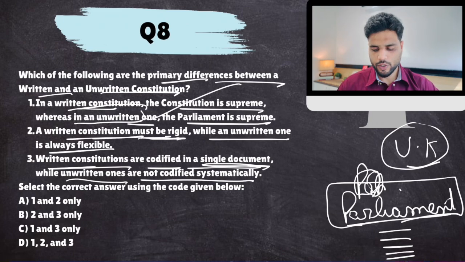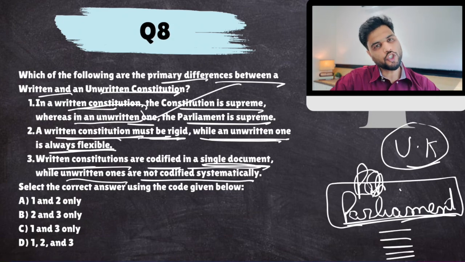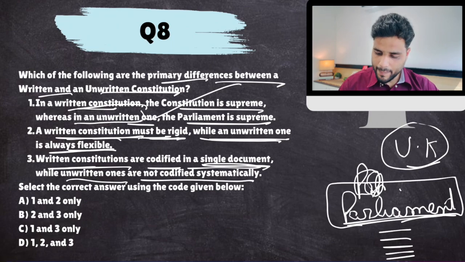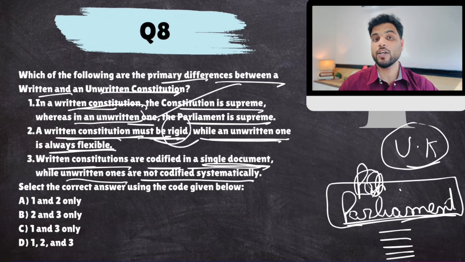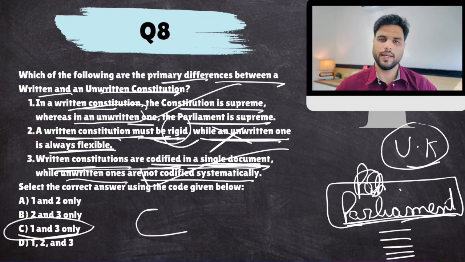Written constitution must be rigid, while an unwritten one is always flexible. Not so. Unwritten constitution is generally flexible because the Parliament is supreme. They can any day revoke any law enacted by them. But written constitution can be rigid as well as flexible. So American constitution is rigid. Indian constitution is a mixture of rigidity and flexibility. Right? So this is false. Written constitutions are codified. This is absolutely correct. This is the fundamental difference only. So the answer would be 1 and C.